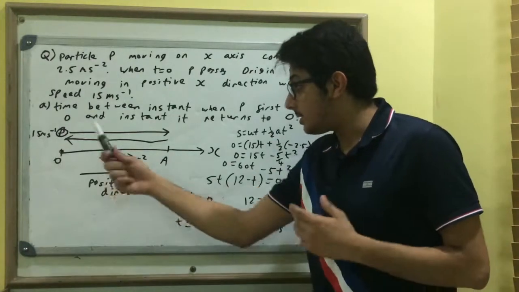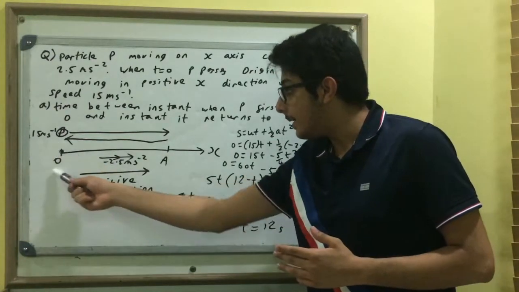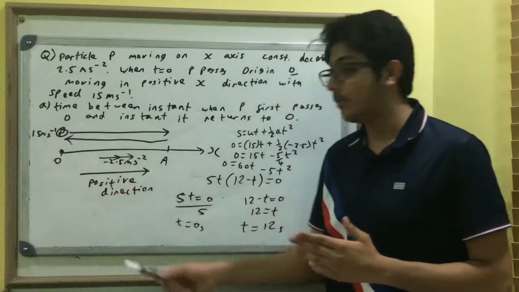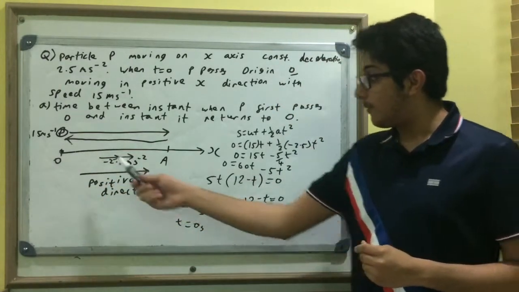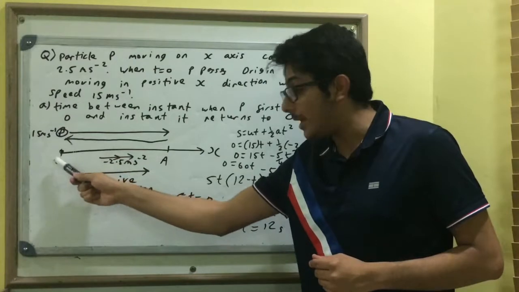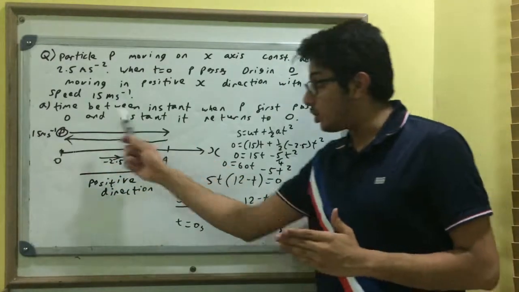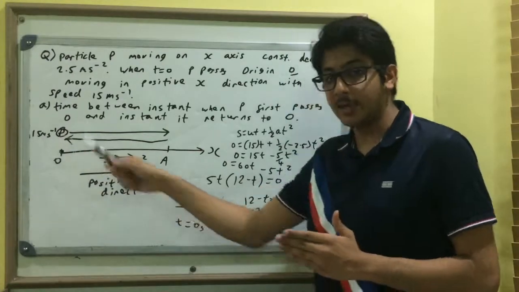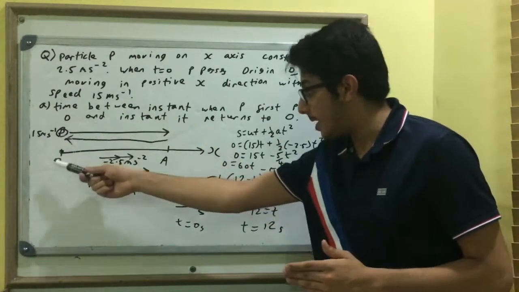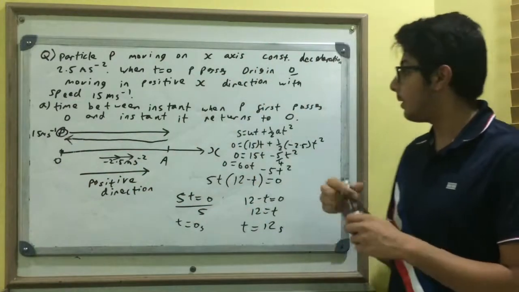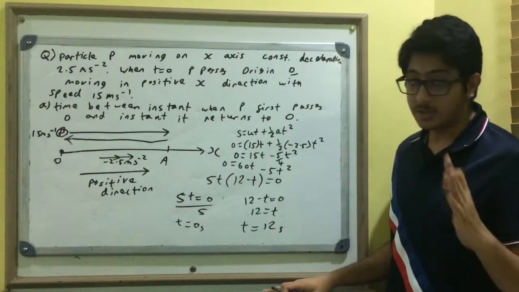So it is the times when particle P is at O. t = 0 is when it first passes O, so it is at O at that time. When t is 12 seconds, it is when it returns to O. So that's why you have two values: when it first passes O, then when it returns to O. Now move on to the second part of the question.